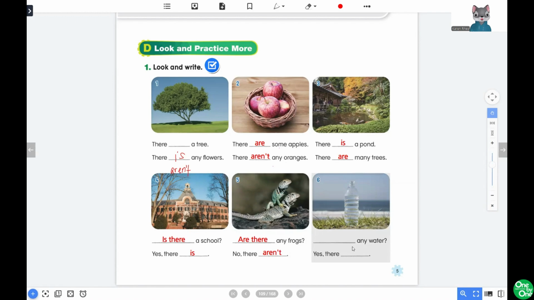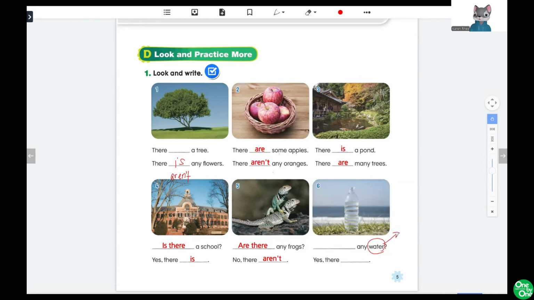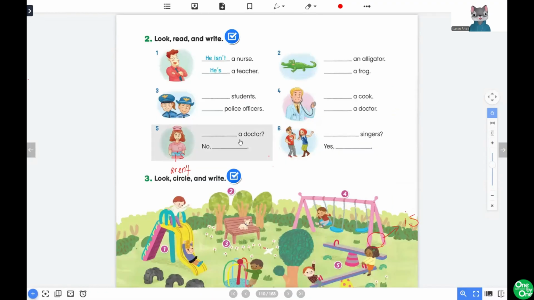Now, the next one. Because water, we can't count. We need to use which be verb? Is. So, is there any water? Yes, there is. Fantastic. You're doing a great job here. Let's go to the next one. Look at the next question.